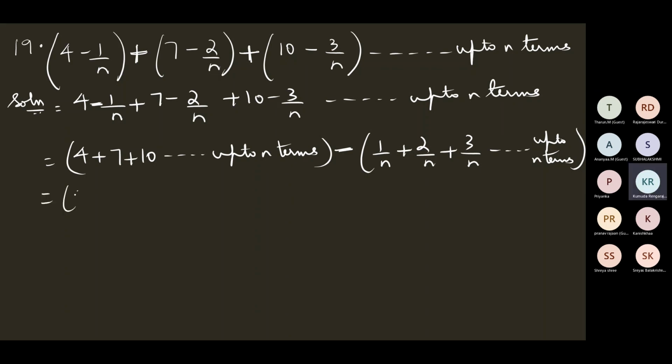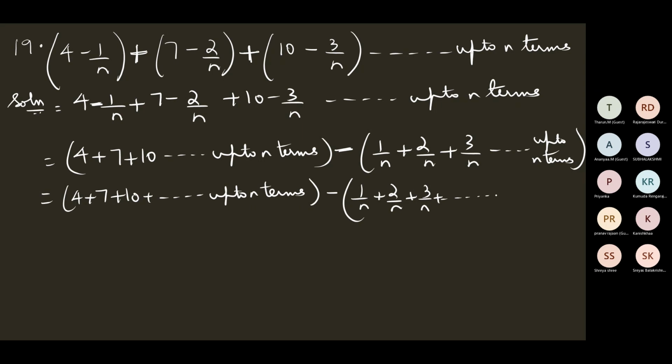So here you cannot make out the last term up to n terms. But here you kind of can: plus 2 by n plus 3 by n. So you know the nth term will be n by n. Now don't write up to n terms, you've written the nth term. The numerator is 1, 2, 3, 4, 5, 6, 7, 8, 9, 10. So the nth term will be n, and the denominator is always n. So n by n. In the first bracket, you cannot make out the nth term.